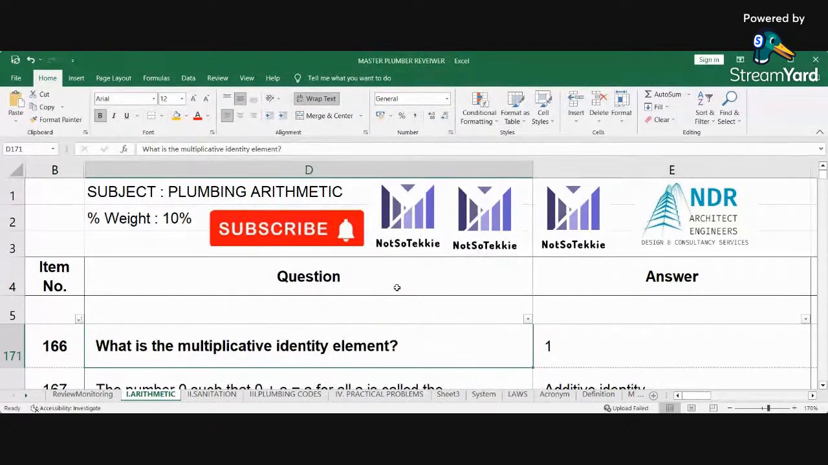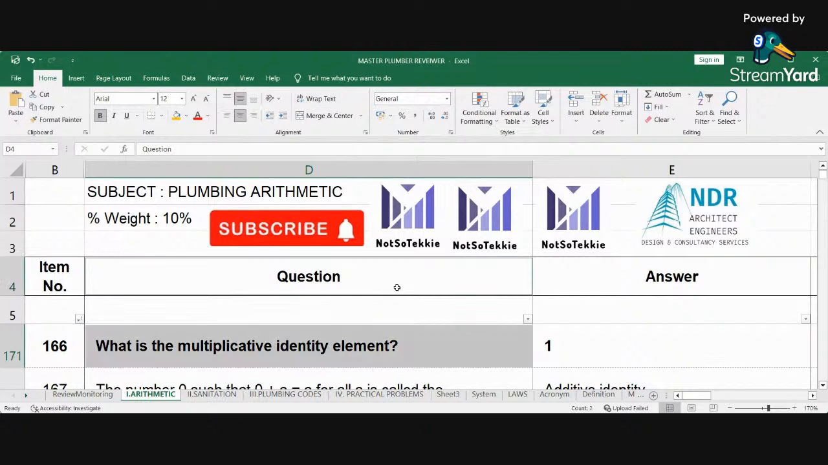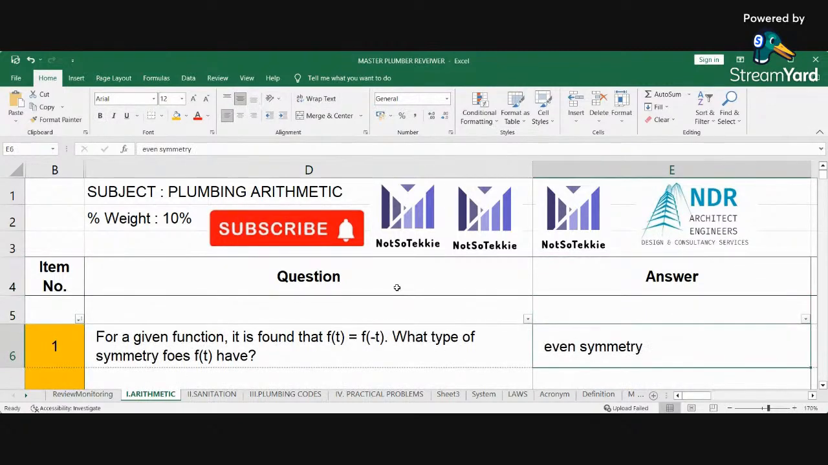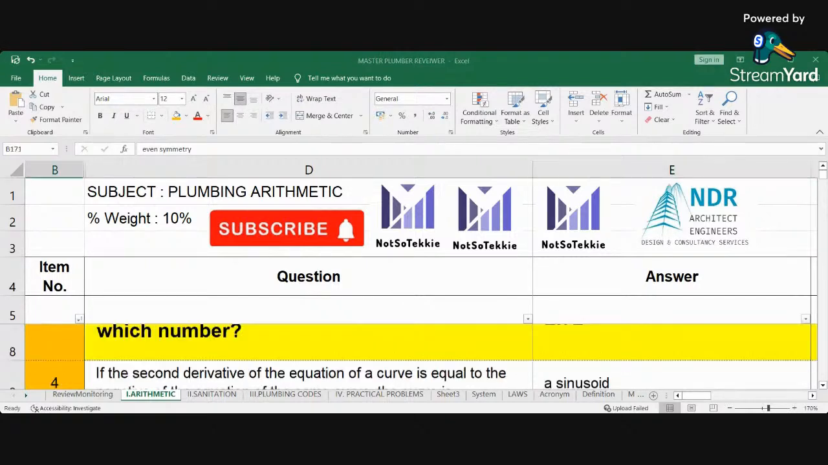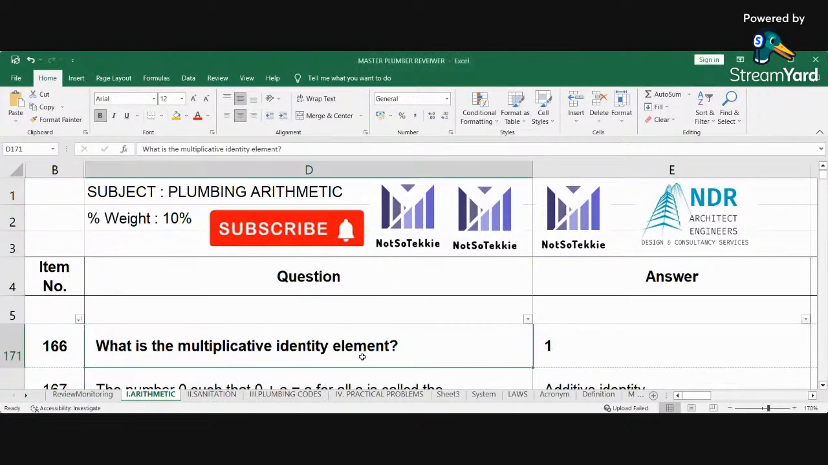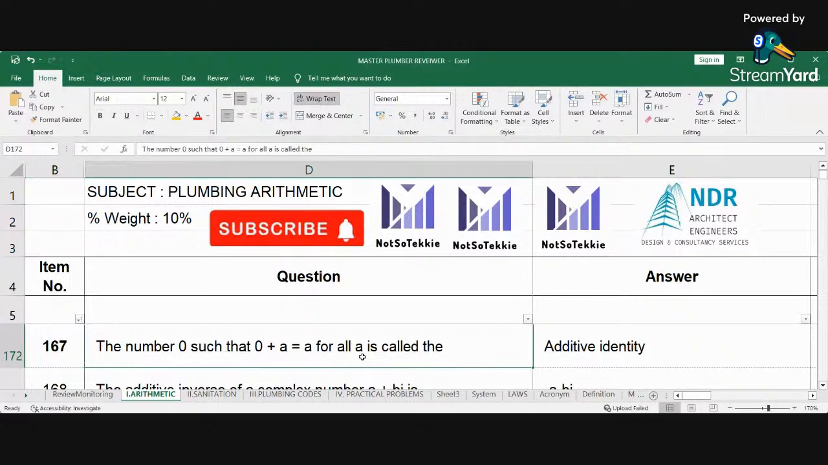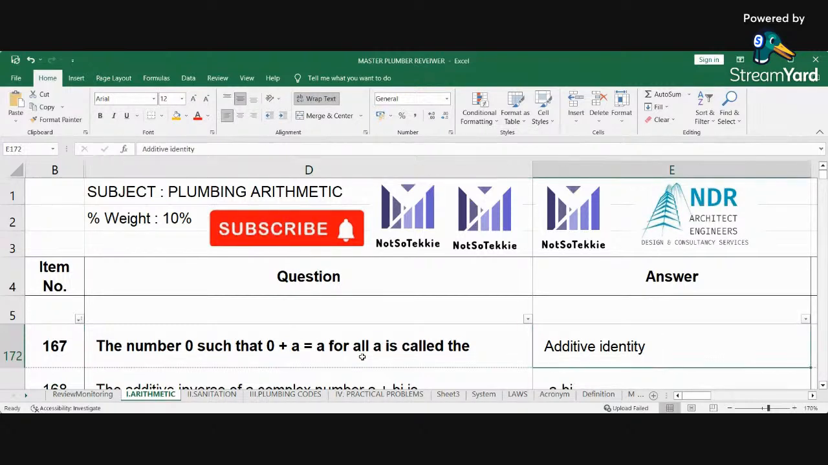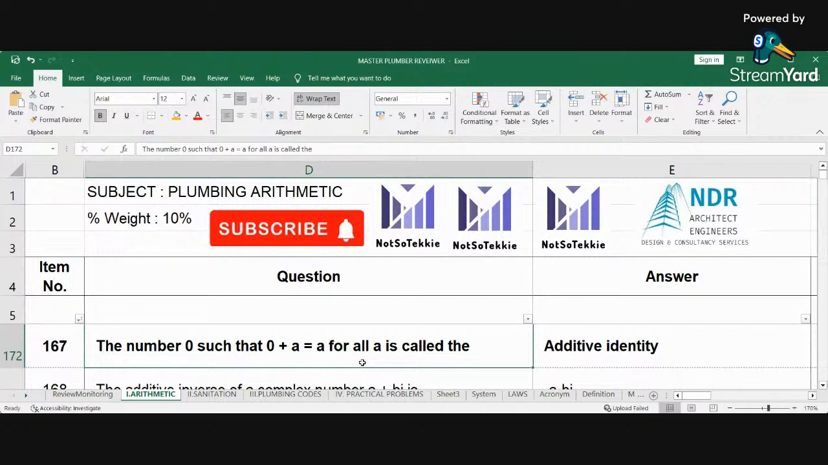166. What is the multiplicative identity element? 167. The number 0 such that 0 plus a is equal to a for all a is called the additive identity. The number 0 such that 0 plus a is equal to a for all a is called the additive identity.